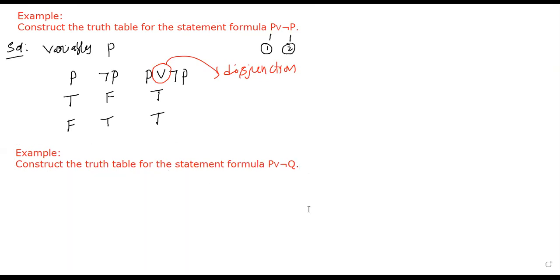See this one. Anyone please read the problem. Construct the truth table for the statement formula P or negation Q. Yes, Naveen, you are right. Now here, how many variables are there in this problem? Two, sir. Yes, very good. Solution. There are two variables. Variables are P and Q.